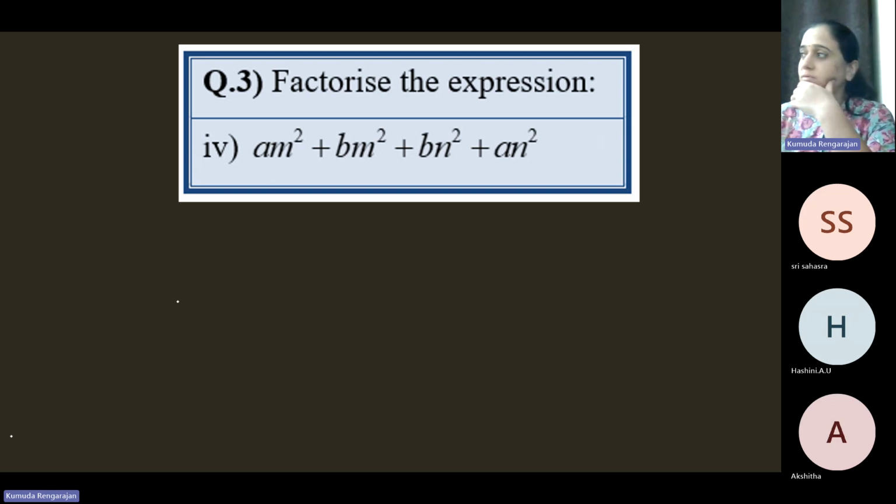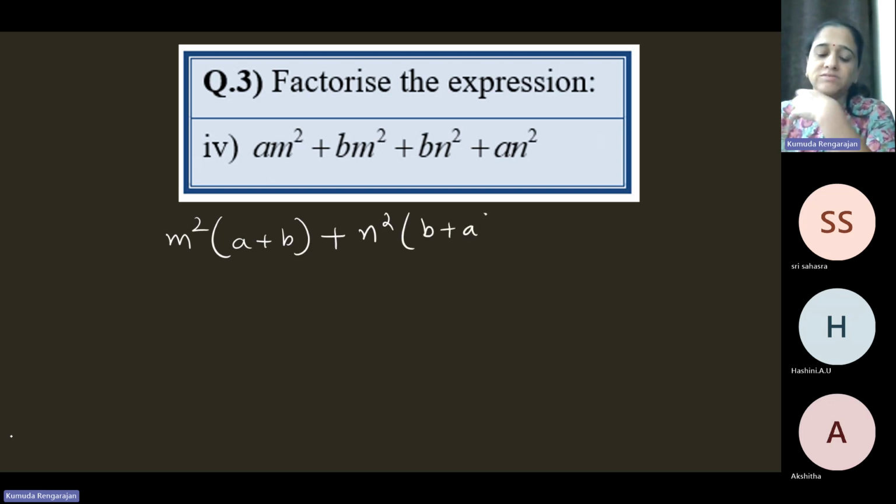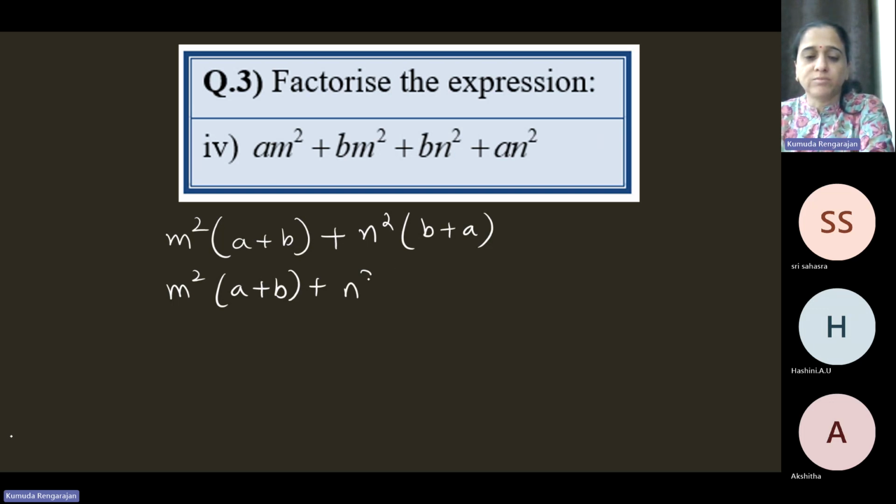Yeah, so what's common between the first two terms? M squared. So in bracket, A plus B. Then sign plus, common N squared, in bracket, B plus A. So in the next step, you can write it as A plus B here itself, or take another step to write B plus A as A plus B. Both are the same. Then next step, into A plus B. Correct. Very good.